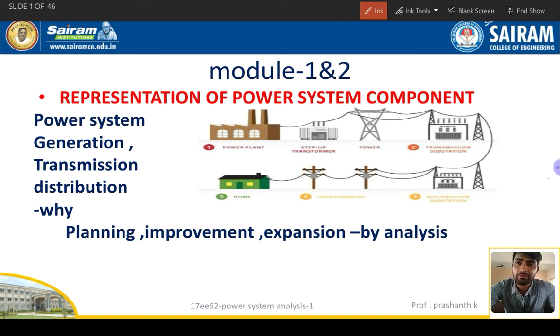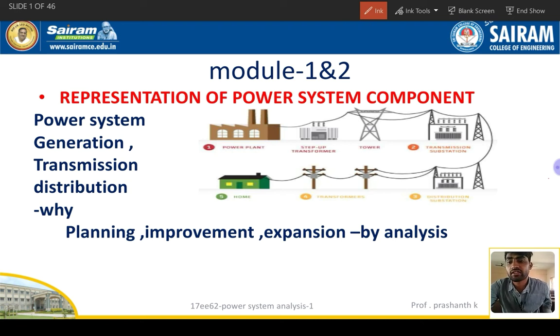Planning, in the sense that you can plan based on the requirement, and next there is improvement. If suppose at present there is no updation, we can improve. Next, expansion. So the power system we can expand as per the requirement or as per your view, right? By analysis is called power system analysis. In this we have generation, transmission, and distribution.